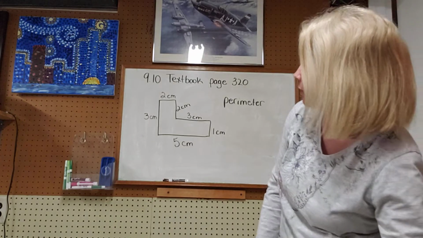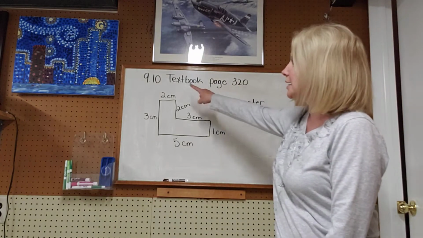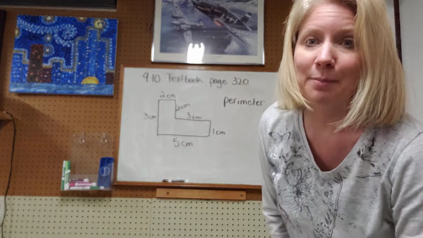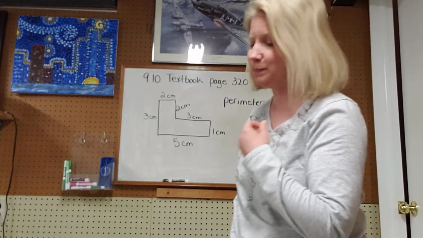Okay, let's turn to your textbook. And today we're doing perimeter on page 320. It's 9.10. Go ahead and get a paper and turn there now.